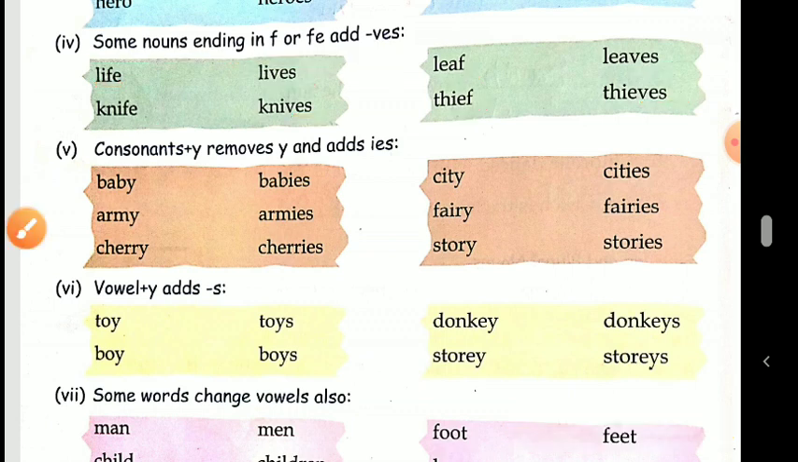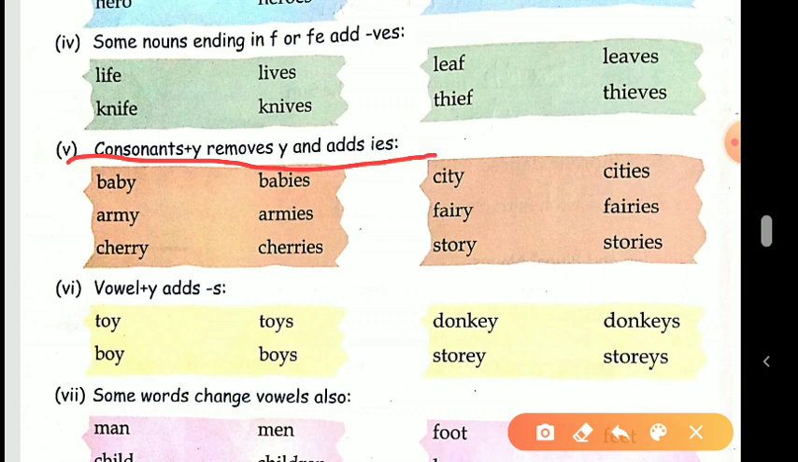Now, the fifth rule. The fifth rule states: consonant plus Y removes Y and it's IES. All those words, students, wherever in the singular word there is Y at the end, but then preceded by a consonant. Now look at the word baby.